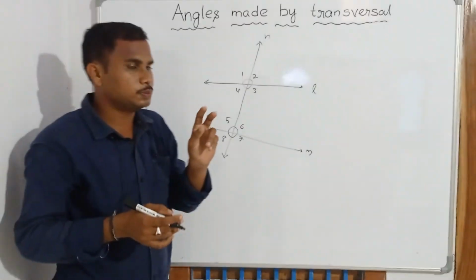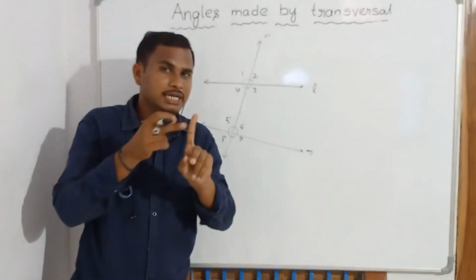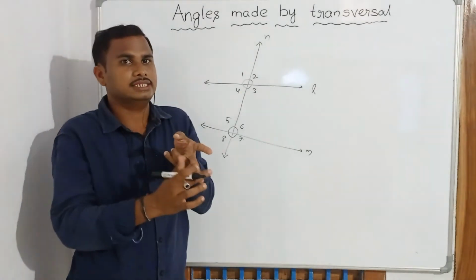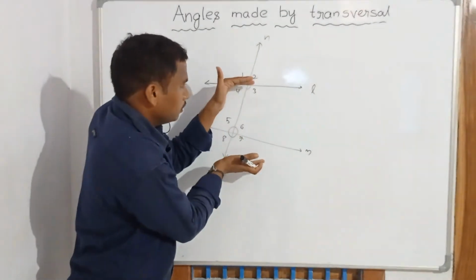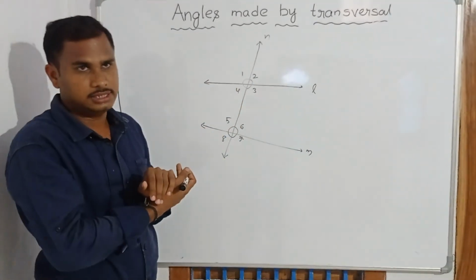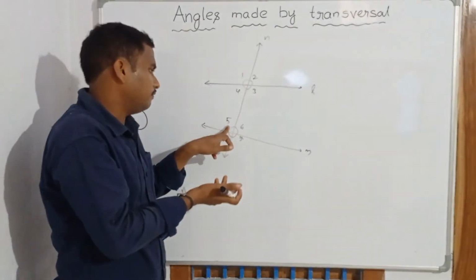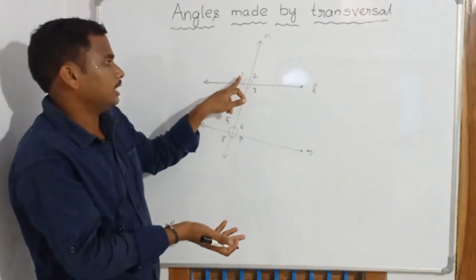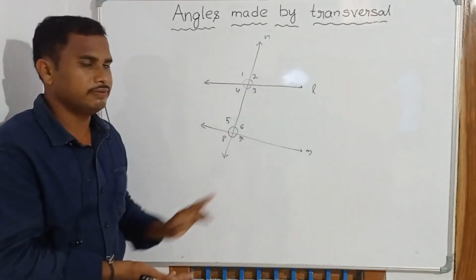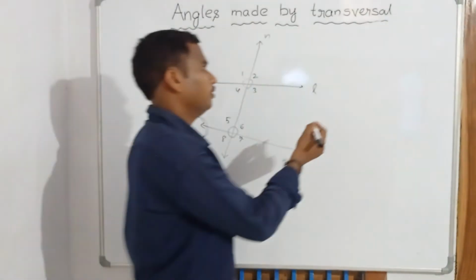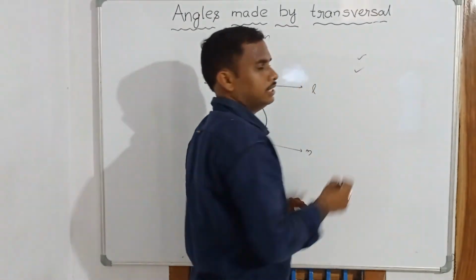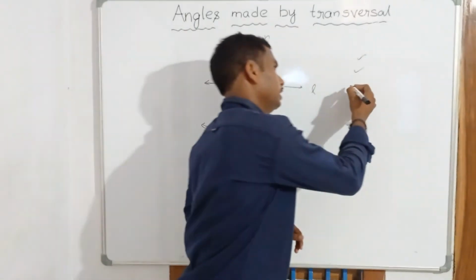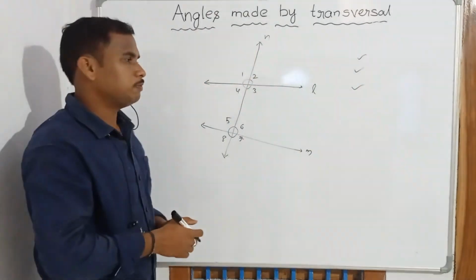In these 8 angles, first we divide into two types: interior angles and exterior angles. Interior angles means inside of the two lines. That means 4, 3, 5, 6 are interior angles. Outside of the two lines means exterior angles. 1, 2, 8, 7 are exterior angles. Okay, the first two are completed. Next one, corresponding angles.